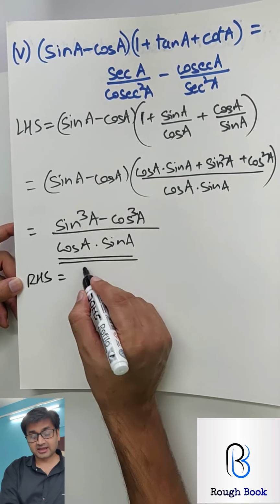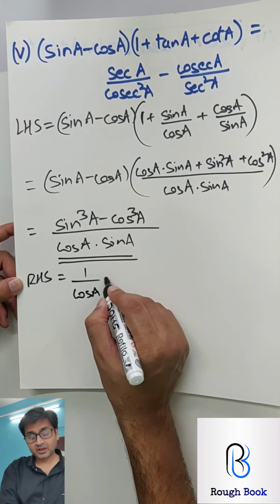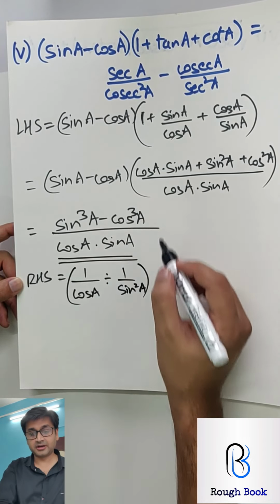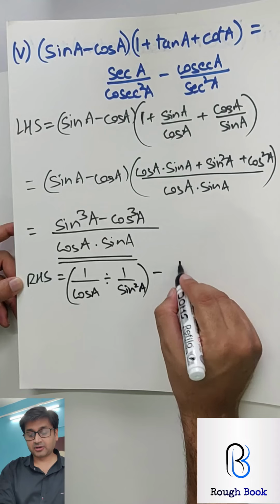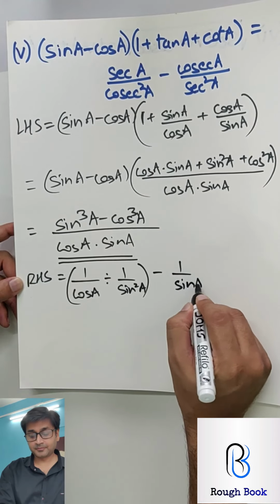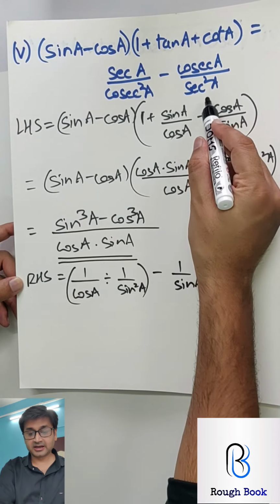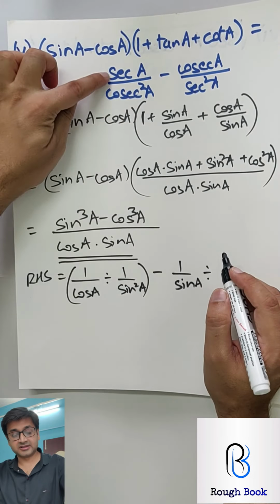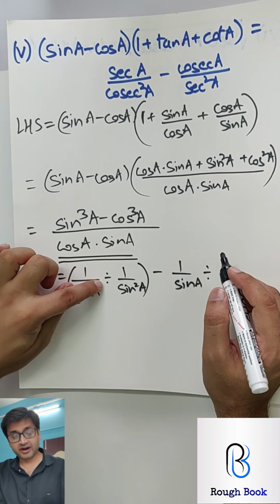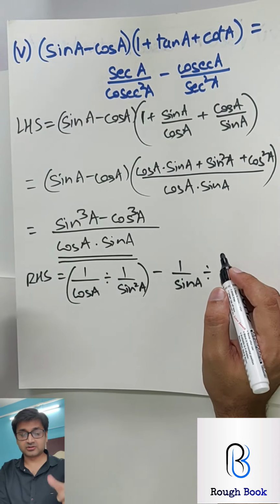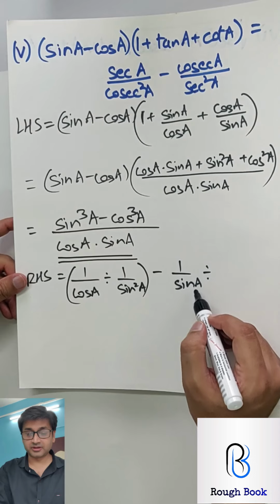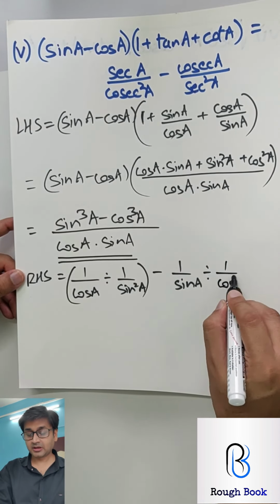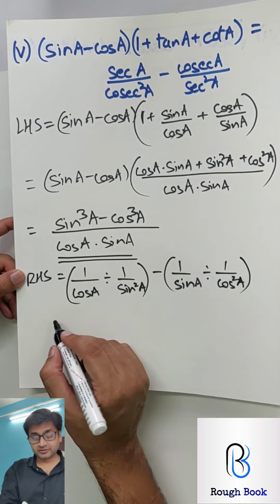So RHS, sec can be written as 1 upon cos, divided by cosec, which is 1 upon sine square, in one bracket, minus cosec, which is 1 upon sine, divided by sec. Should this be multiplied or divided by? One second. Sec is 1 upon cos, divided by this, which is 1 upon sine square. Perfect. Likewise, cosec is 1 upon sine A divided by sec. Sec is 1 upon cos, but square. Get rid of this multiplication.